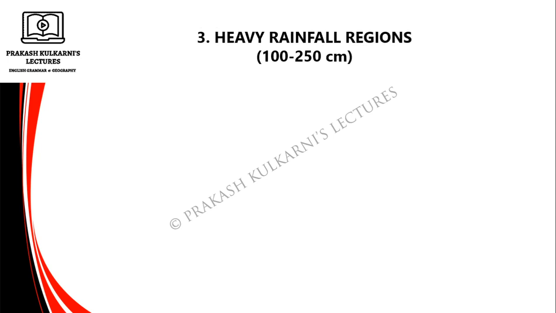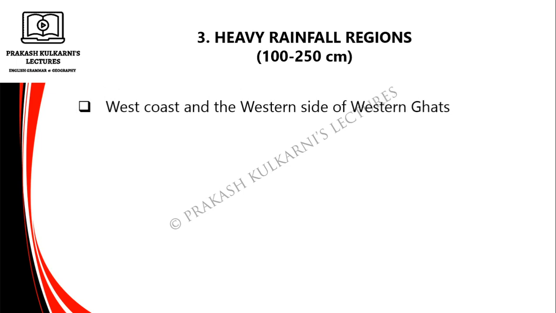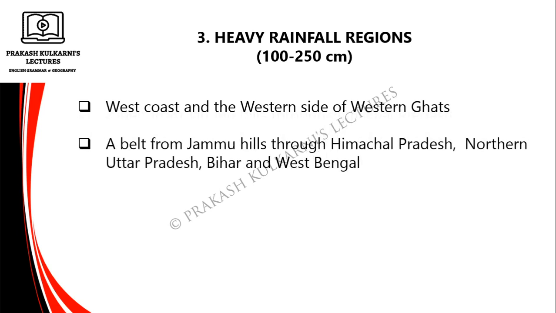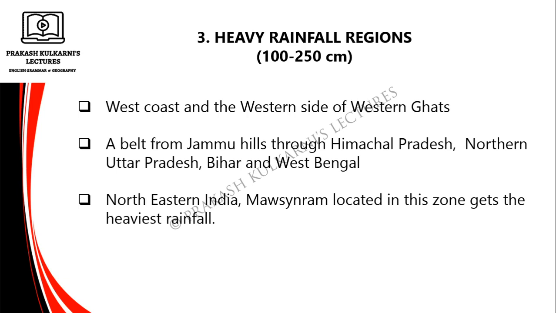Heavy rainfall regions receives 100 to 250 centimeters. West coast and western side of Western Ghats receives heavy rainfall. A belt from Jammu hills through Himachal Pradesh, northern Uttar Pradesh, Bihar and West Bengal. Northeastern India, that is Mawsynram, which is in Meghalaya, located in this zone, gets the heaviest rainfall.